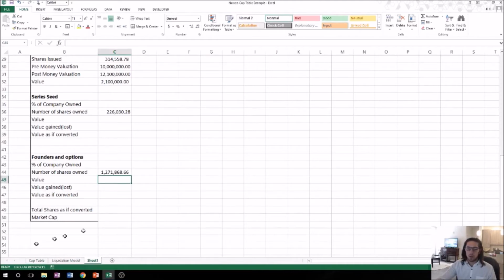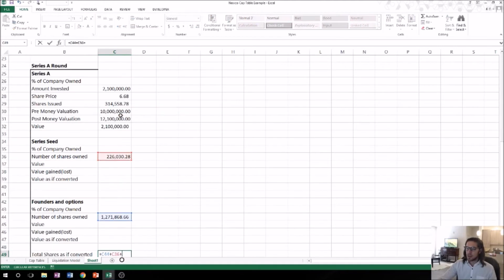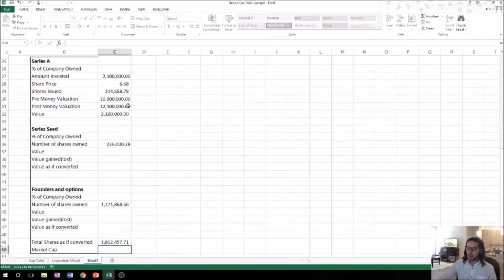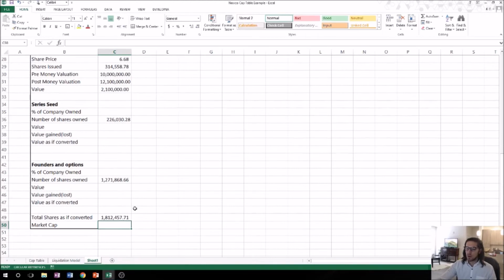From there, we can calculate the total shares as if converted in this round. So it's the founders and option shares, the Series Seed shares, and the shares issued to the Series A. These are our fully diluted shares right here to make our calculations off of.